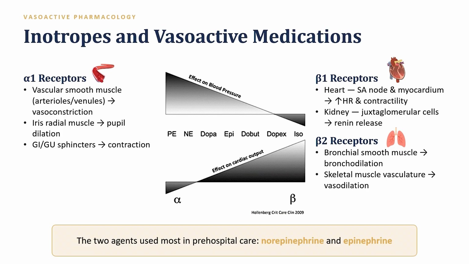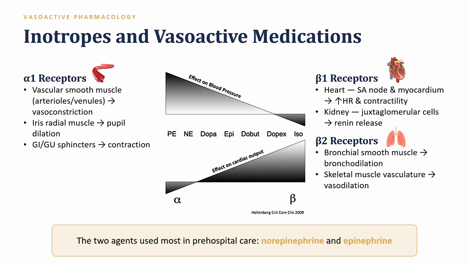All right, let's talk just briefly about the inotropes and vasoactive medications. This is a busy slide. Majority of the agencies out there, if you do carry any vasopressors, it's going to be epinephrine and or norepinephrine or both.